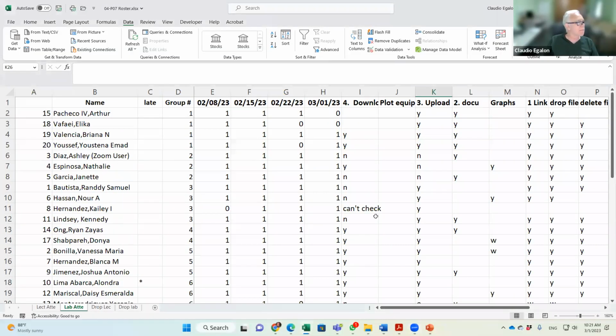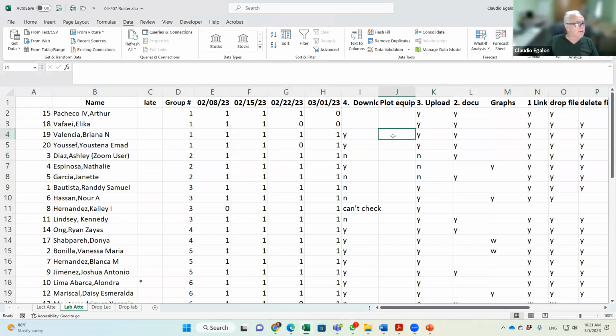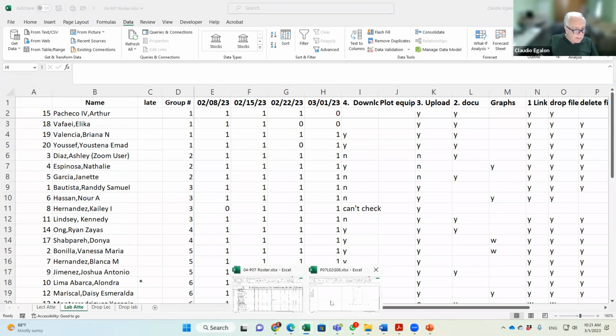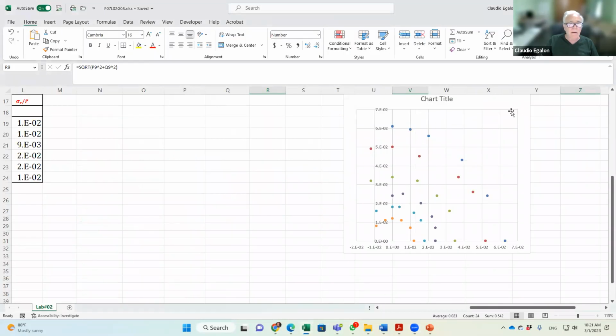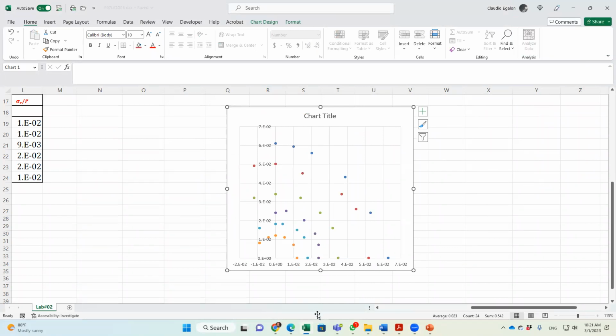Okay, so now I'm gonna go one by one, see if you had any problems plotting the graphs, okay? Let's start with Brianna. Brianna, were you able to plot the equipotentials? Yes, I was. Okay, good. Do they look just like mine? Right? They look just like that, right? Yeah, they look pretty similar.